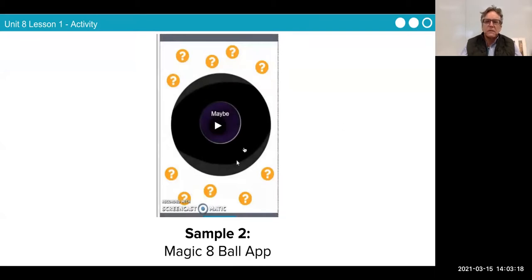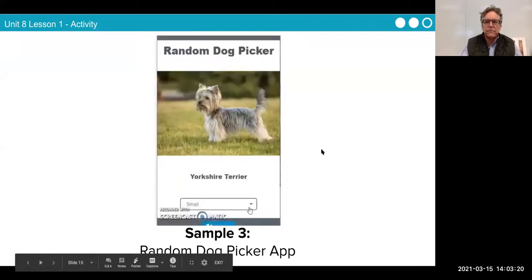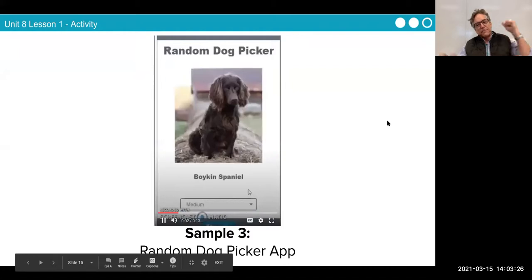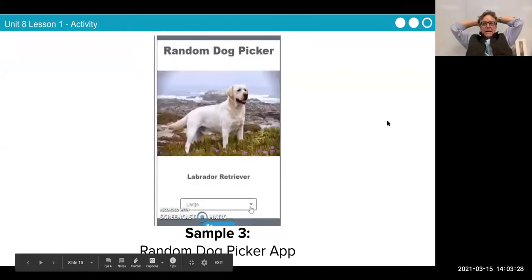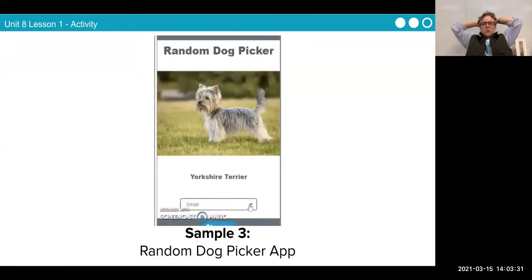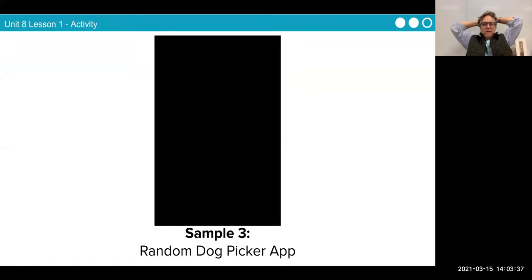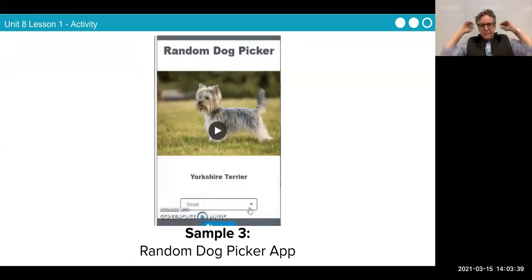Okay, let's look at the next one. This is sample three, everyone's favorite, the random dog picker. So they are clicking medium, small, or large, and getting different dogs. They don't seem to be random. We seem to be getting the same ones.